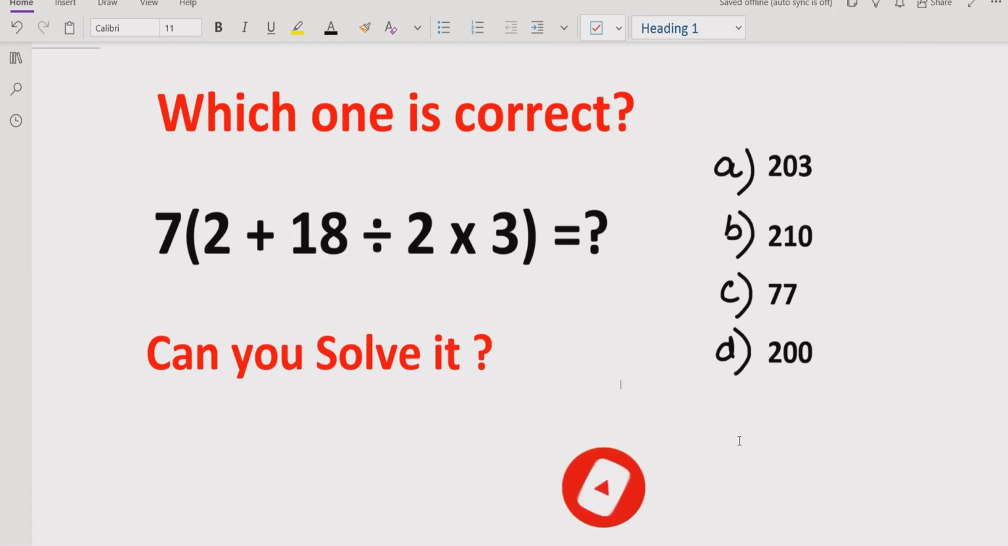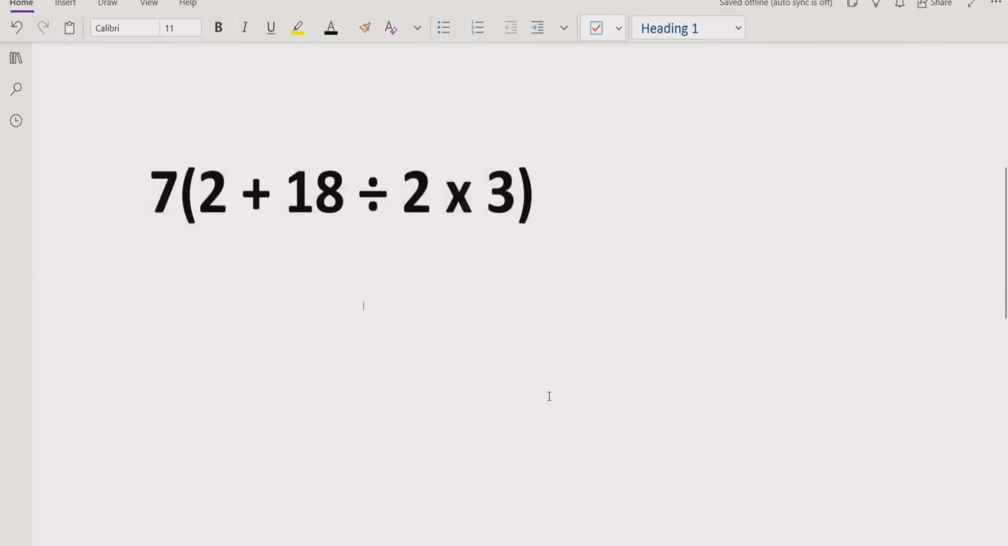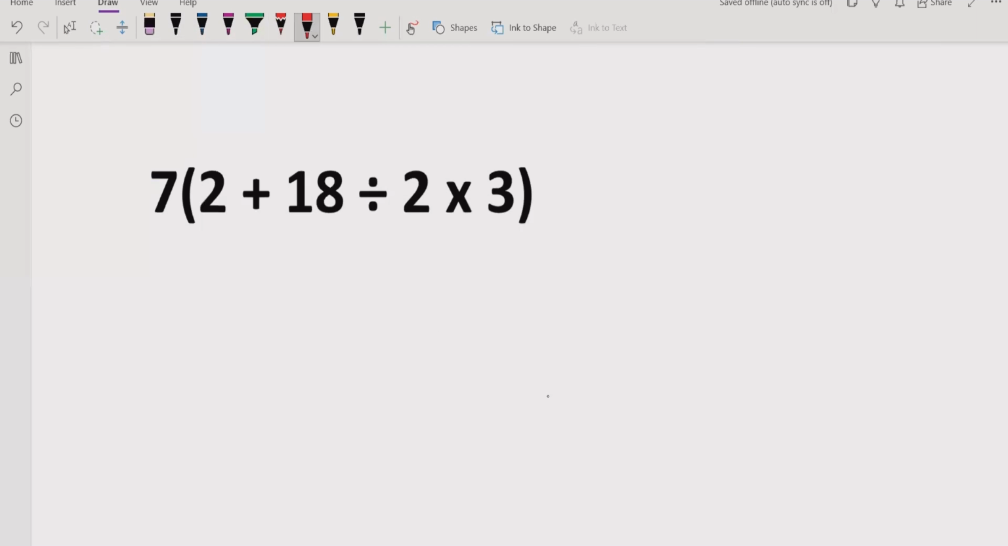Now let's start the topic. Here we have 7 multiplied by the parenthesis, which is 2 plus 18 divided by 2 multiplied by 3. So here we have the expression. If we recall the order of operations, we will solve the parenthesis, or you can say the bracket, first. So here we will follow the BODMAS rule, or you can say PEMDAS.